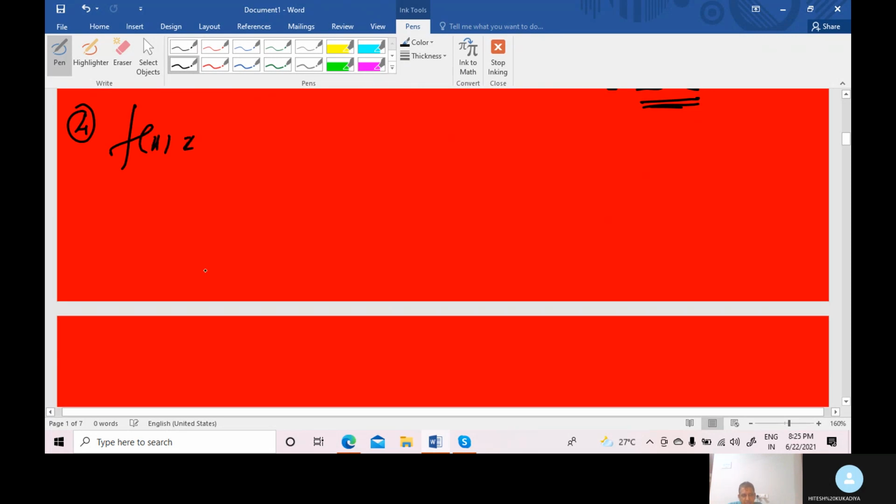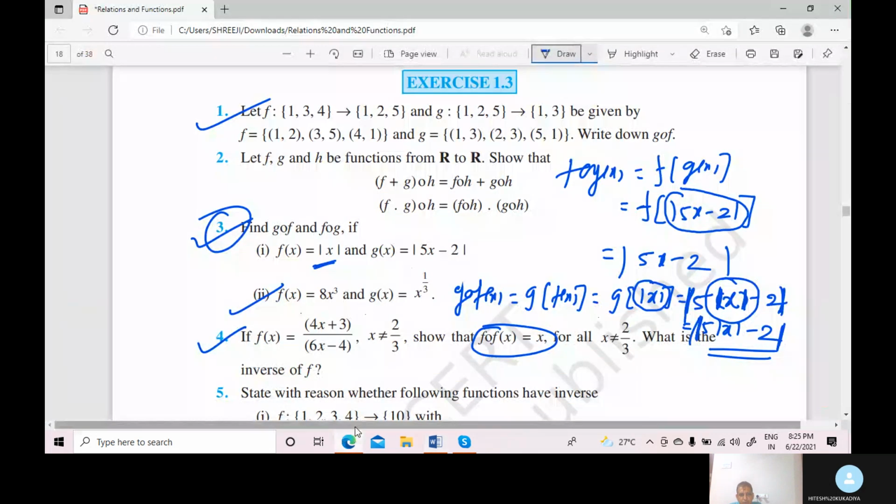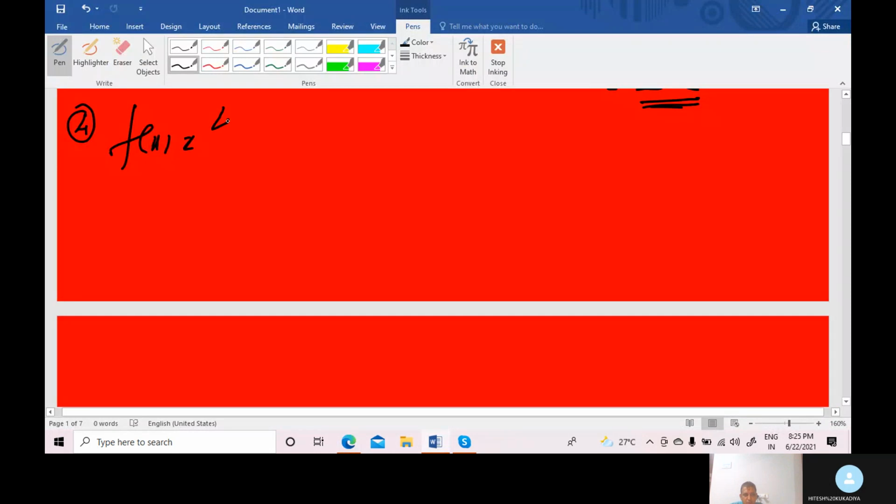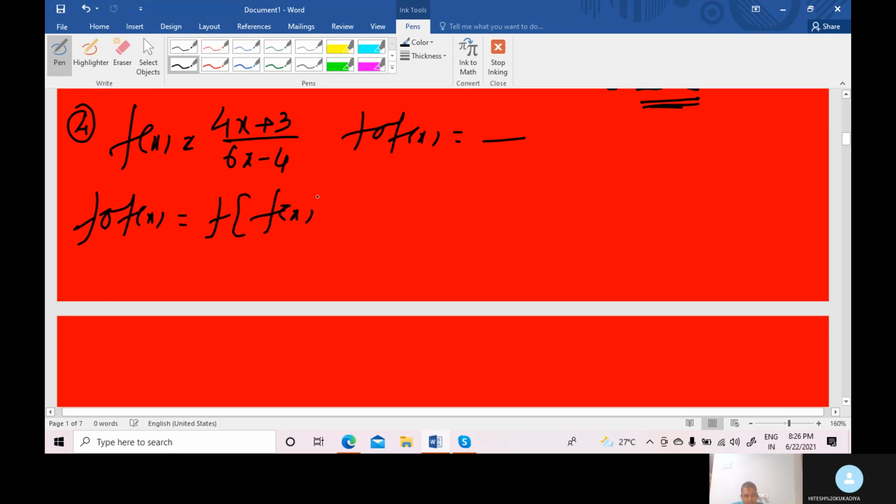First, f(x) equal to (4x plus 3) over (6x minus 4). And the final question: f of f(x) equal to question mark. Okay, done. Now we discuss f of f(x). So f of f(x). f of f(x) is (4x plus 3) over (6x minus 4). Now again we use the function f(x).